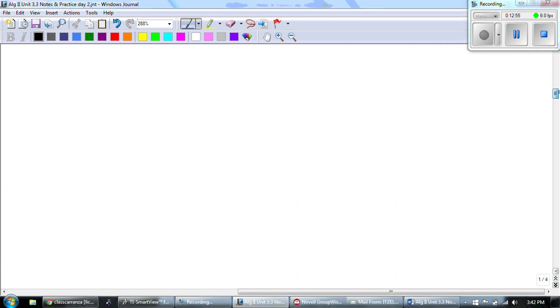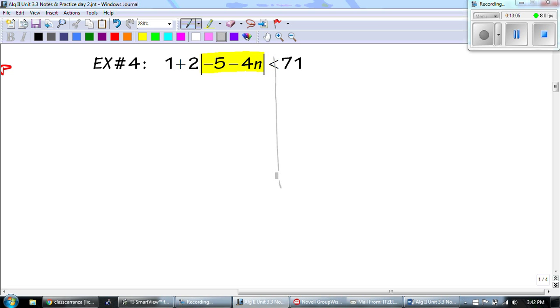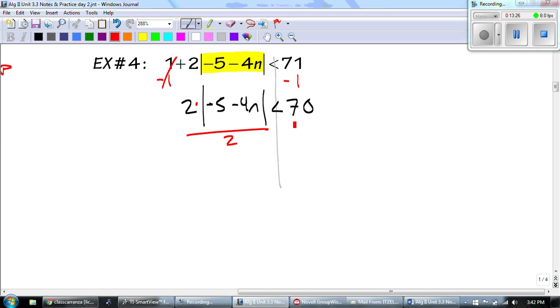Okay. So remember, we need to get the absolute value by itself before we can determine what it is. Okay? So we follow SADMAP. Subtract 1 to both sides. 2 times the absolute value of negative 5 minus 4n is less than 70. That's multiplication, so we need to divide by 2 to get the absolute value by itself. So now we have the absolute value of negative 5 minus 4n is less than 35.